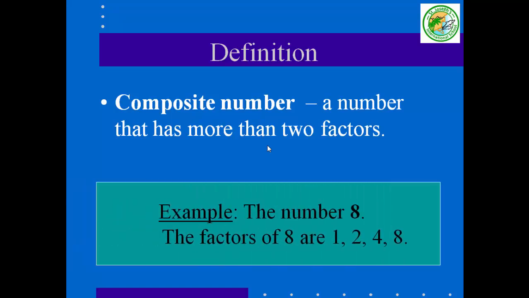For example, number 8. Number 8 comes from 1 times 8, 2 times 4. There is no 3 times any number, okay? And 4 times 2 is the same as 2 times 4, so we will stop, and the factors will be 1, 2, 4, and 8. And so number 8 has 4 factors. They are more than 2 factors, so this is a composite number.